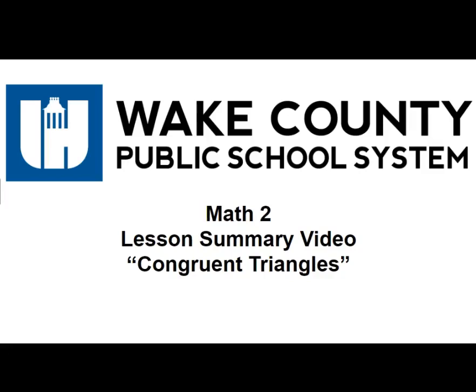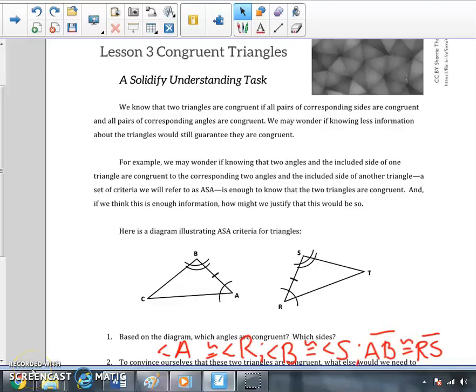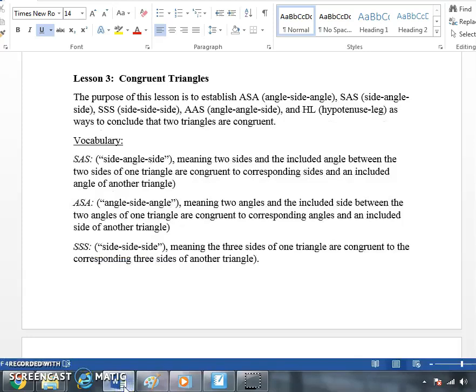This is the Math 2 lesson summary video for the lesson entitled Congruent Triangles. For Lesson 3, Congruent Triangles, in Unit 2, the purpose of this lesson was to establish angle-side-angle, side-angle-side, side-side-side, angle-angle-side, and hypotenuse-leg as ways to conclude that two triangles are congruent.